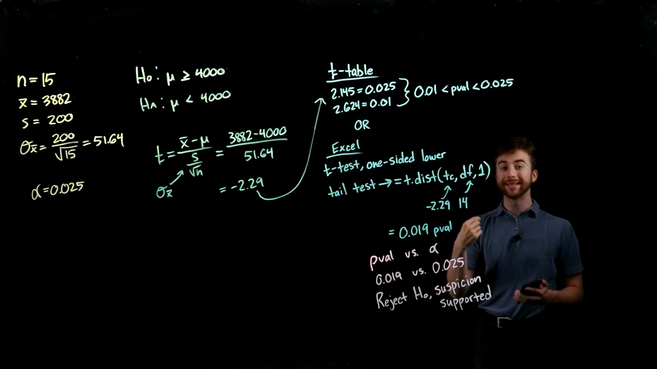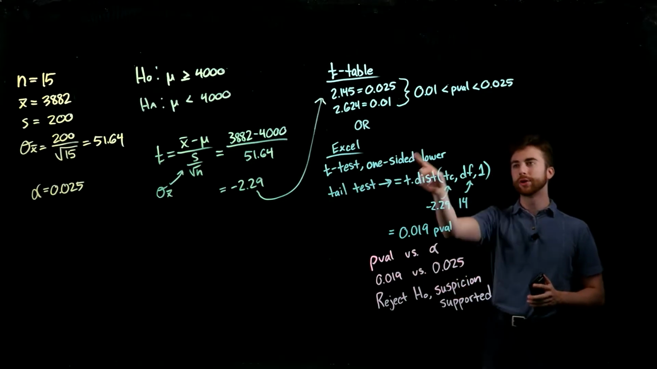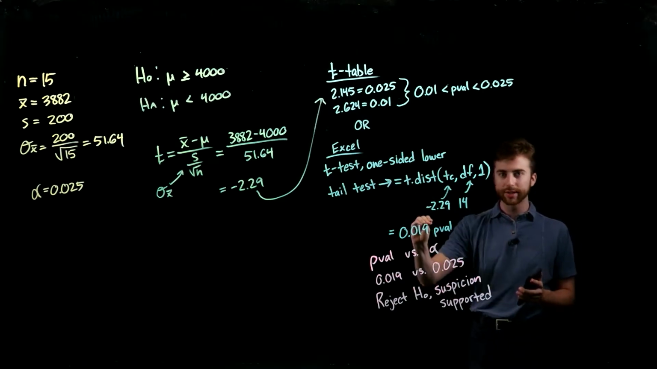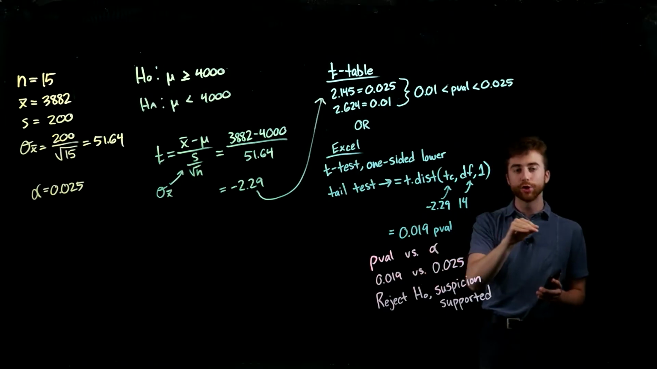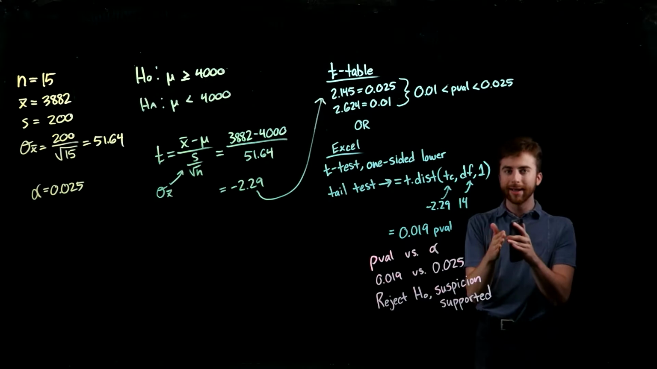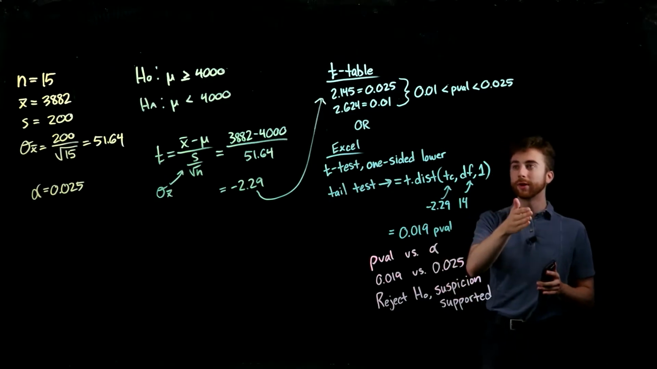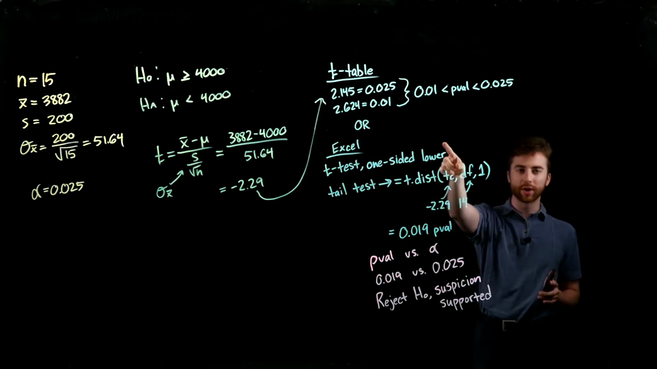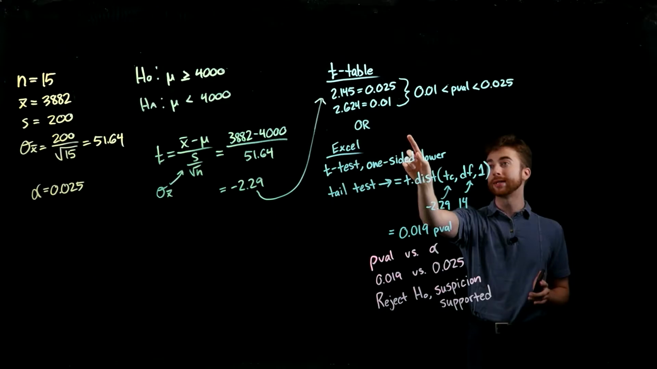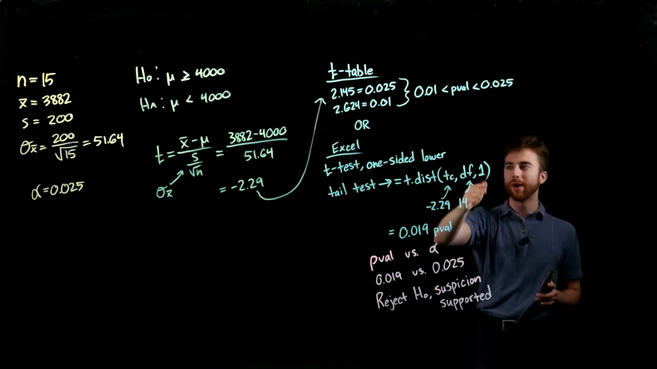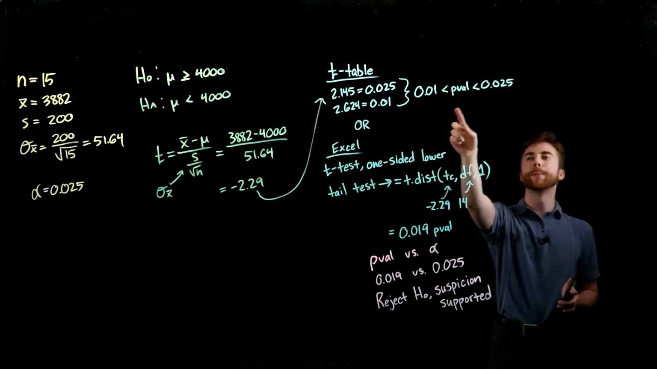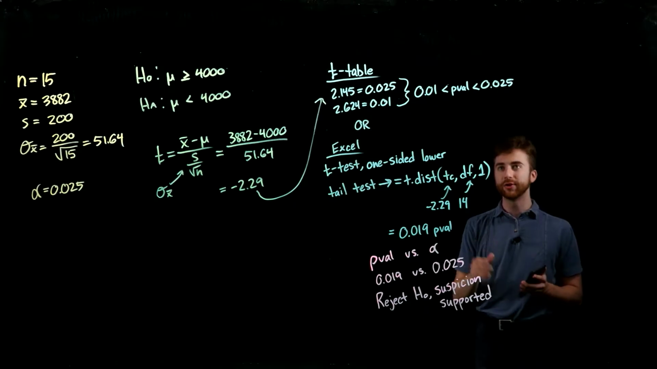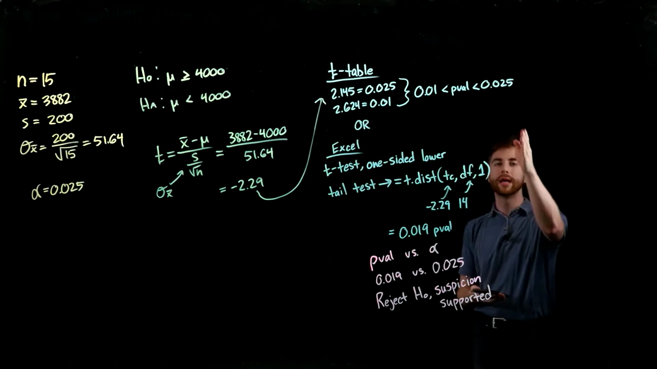From there, if you're using the t table instead of Excel, you look at your degrees of freedom, which is just n minus 1. So you would look at 14 degrees of freedom on your chart and try to find your 2.29. Don't worry about the negative, just find the absolute value of that number. You don't find 2.29, but you find at 2.15, the p-value is 0.025. At t is 2.624, the p-value is 0.01. So since the t falls between those, your p-value falls between these two p-values. We don't know the exact p-value, but it falls somewhere between 0.01 and 0.025.